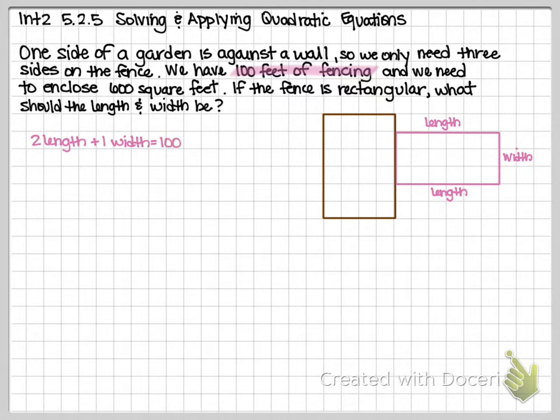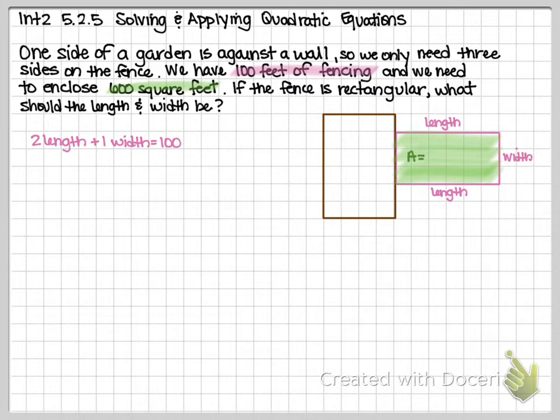Okay. But then I have the next part. I need to enclose 600 square feet. Basically what that means, if I go back to my picture, is that inside that fencing, so all of this, I have to make sure is 600 square feet. So that is going to be my area.